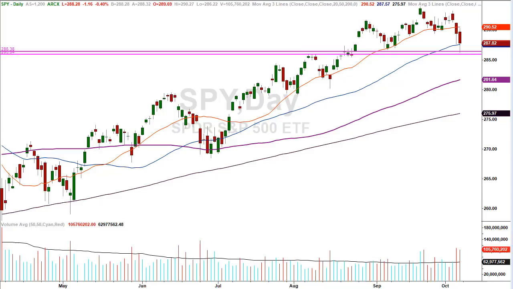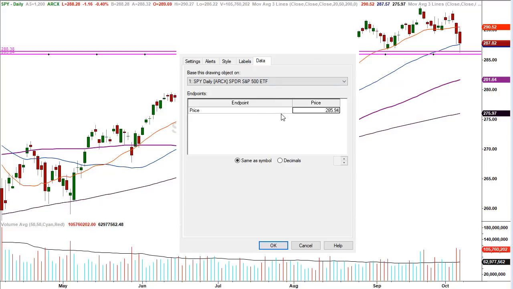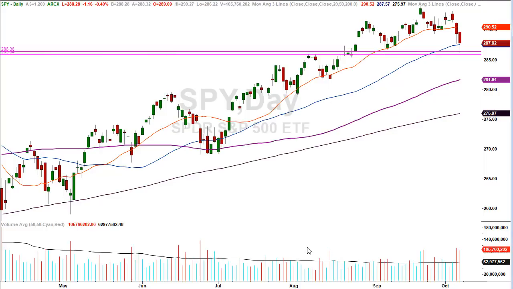There's 2 trend lines and they're close together. You already saw one of them, and I'll show you where the other one is. In fact, the other one, let me do it this way. The other one is at 285.94. What is the significance of those numbers?